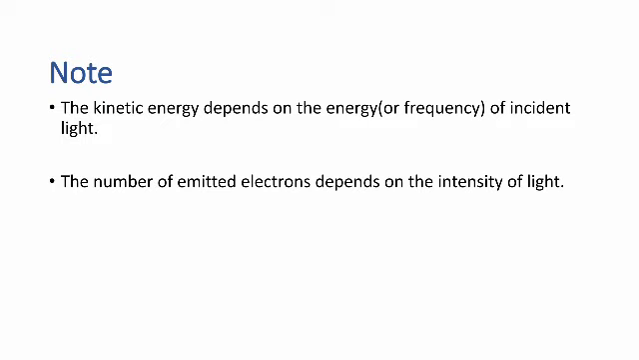And the second thing I would like us to note here is that the number of emitted electrons depends on the incident intensity of light. So when the intensity of light is high, more electrons will be emitted. So note that the energy or frequency of incident light has nothing to do with the number of emitted electrons. It is the intensity of the light that determines the number of emitted electrons.